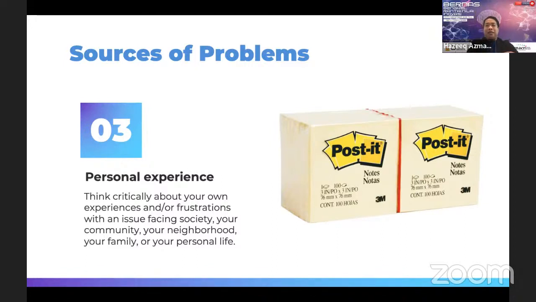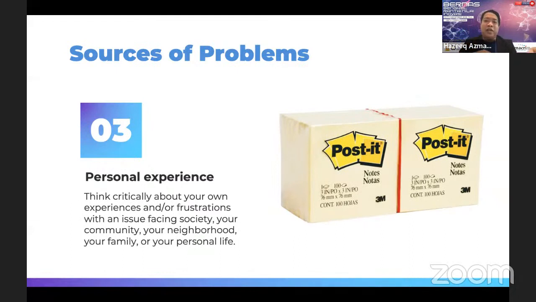So the story behind it is actually, the person who first looked into it wanted to find a very strong adhesive, okay? But when they developed this adhesive, it was not as strong, it was very loose and weak. So he shared this with his friend, known as Arthur Fry. He had an issue because when he went to church, he tried to bookmark his musical notes or the books in church, but he couldn't make it stick with the bookmark.